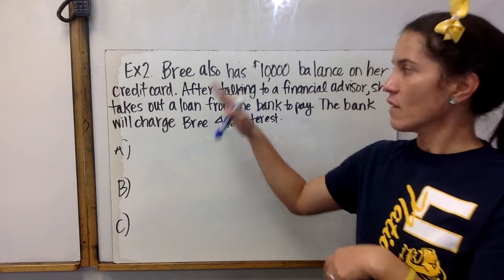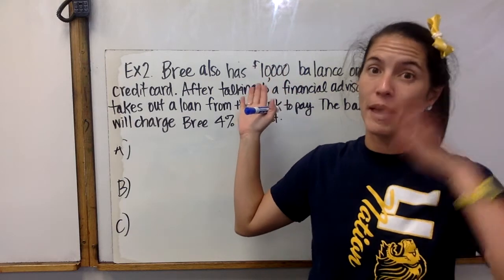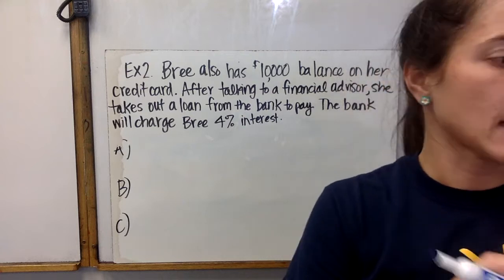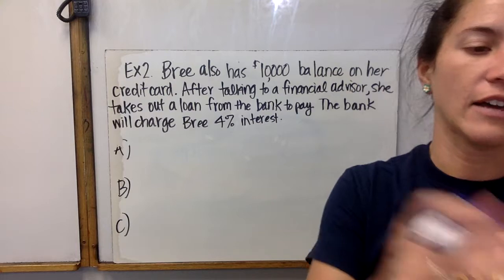Now, she still is borrowing money, but she's going to the bank and taking out money to pay off the credit card, and now she's just going to owe the bank. So the same ABC. To pay off the loan in 3 years, Bree needs to pay $295 a month.